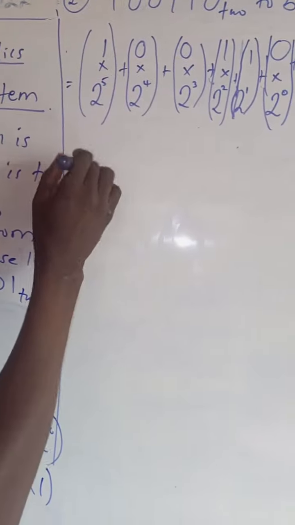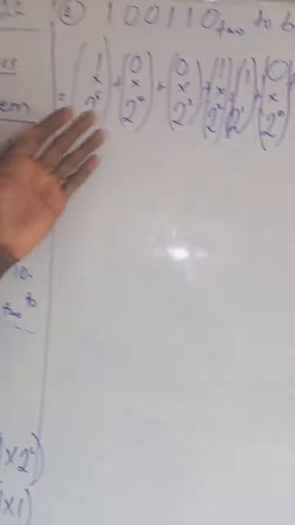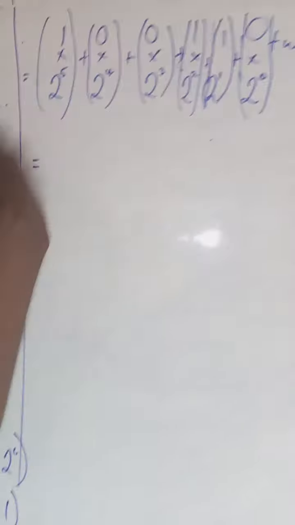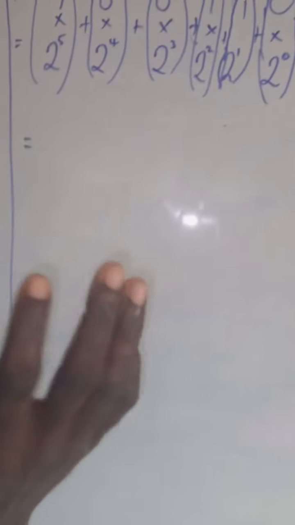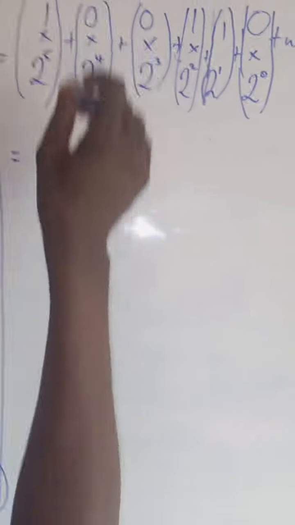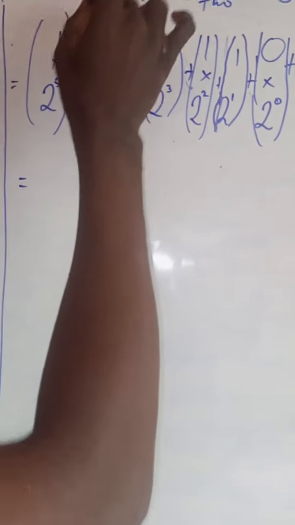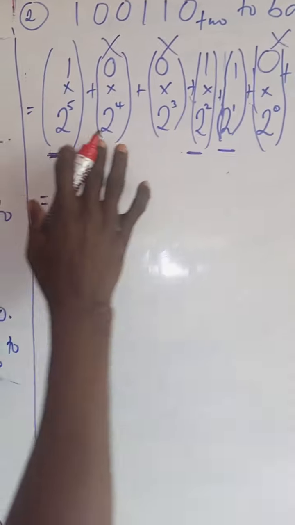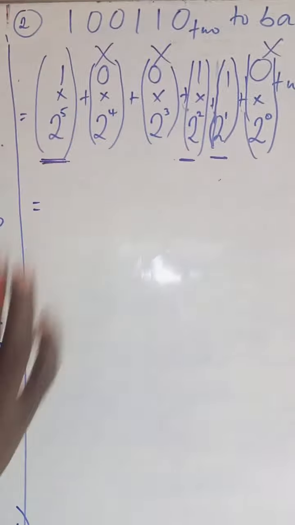So in a nutshell, I want the kids to understand something here. They are in JSS3, they have done this in their primary school. Then let them, anyone that has a 0 here, let them cancel it. Don't let them bother themselves with anyone that has a 0. Let them concentrate only on the ones that have 1.